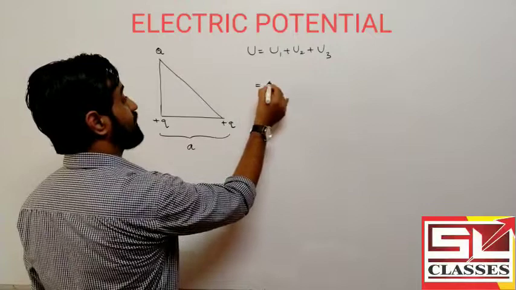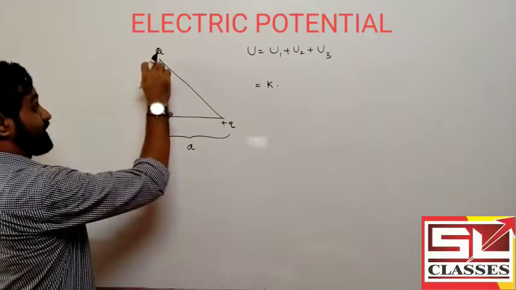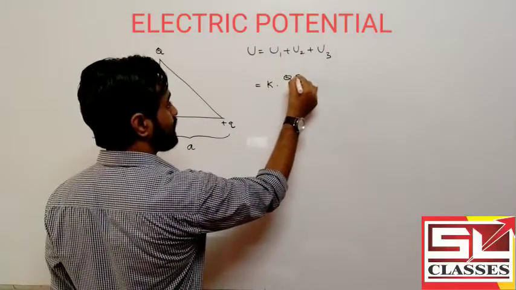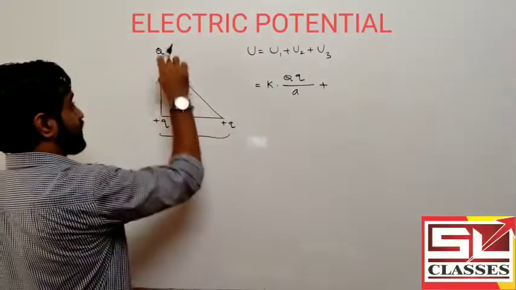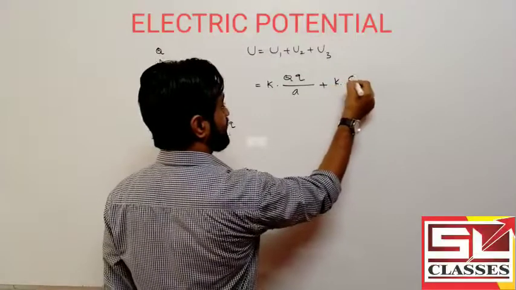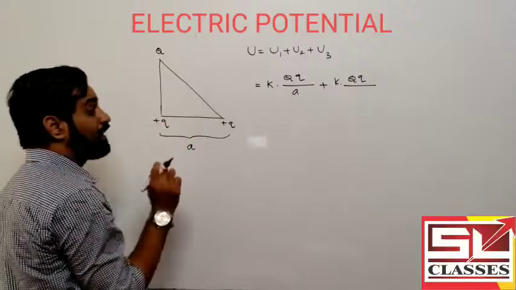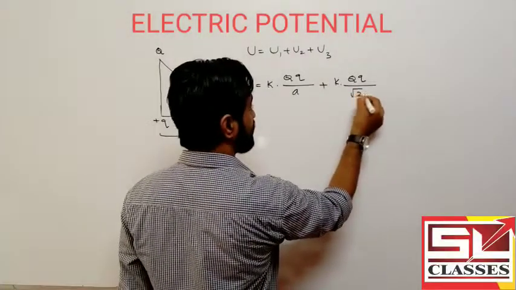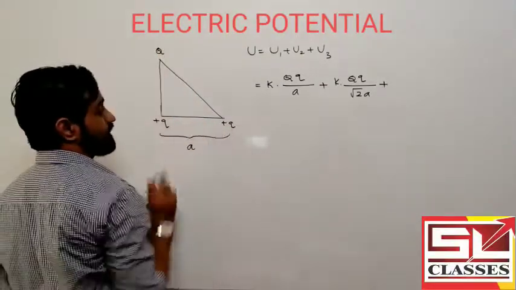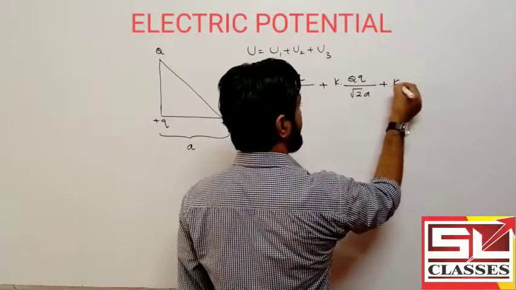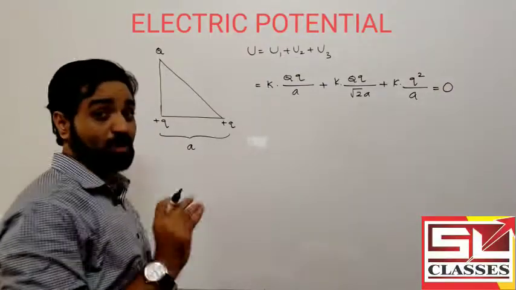That is equal to, again we can take this term K, that is K into, first take this product Q into q, divided by distance which will be A, plus next product Q into q, K Q q divided by this distance, which will be root 2 A, since this is A, this is A, this is an isosceles triangle, so this side will be root 2 A. Plus then the third product will be this small q charges with the separation A, so K into q square by A, and given this total value is 0.